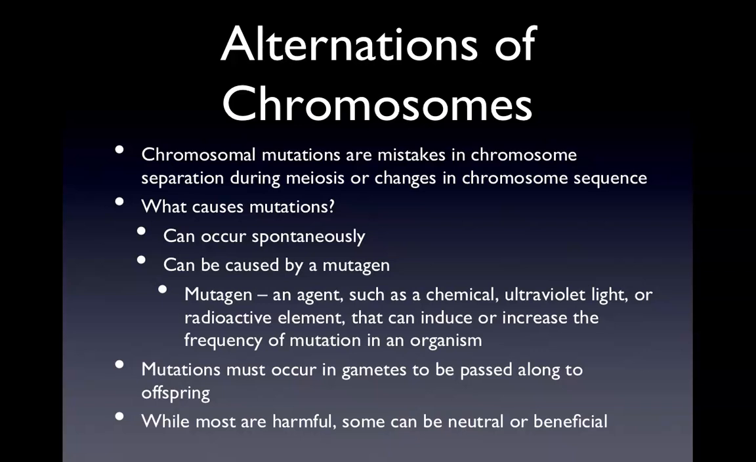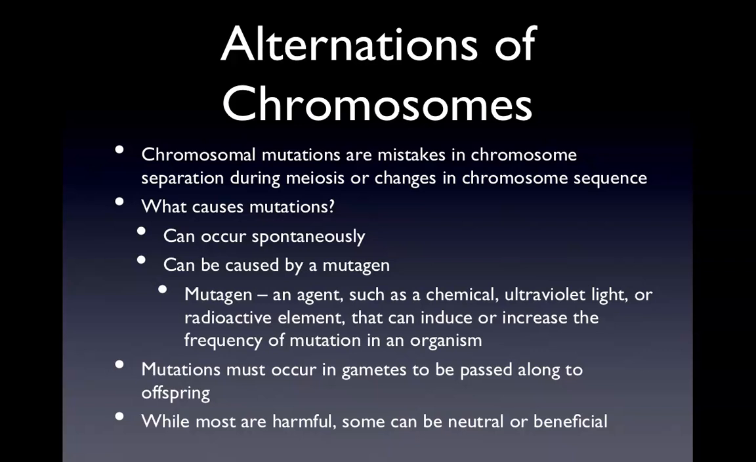All right, so let's talk about chromosomal mutations. Mutation, by simple definition, is any sort of mistake that happens either in the sequence of the chromosome itself, or in our case, we're going to focus more on big picture chromosomal mutations, so what happens when those chromosomes separate in meiosis or they go through crossing over and something goes wrong. Okay.